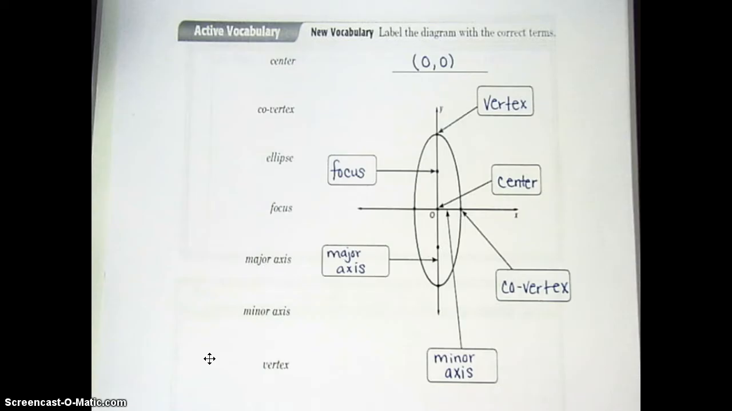This gives you a chance to check your vocab. You were supposed to visit a couple of websites to get the answers to the different parts of the ellipse. So take a moment and check those. You may want to press pause and then play again after you've done checking and making corrections.